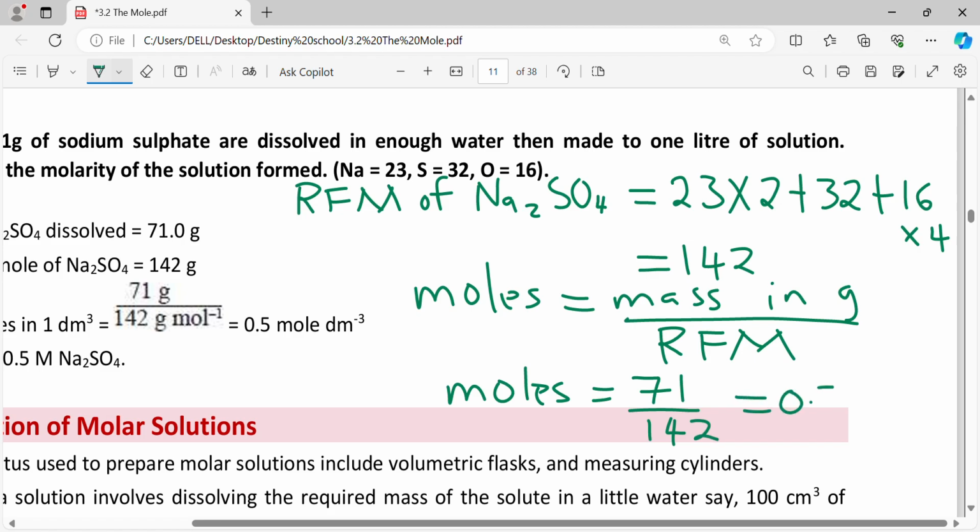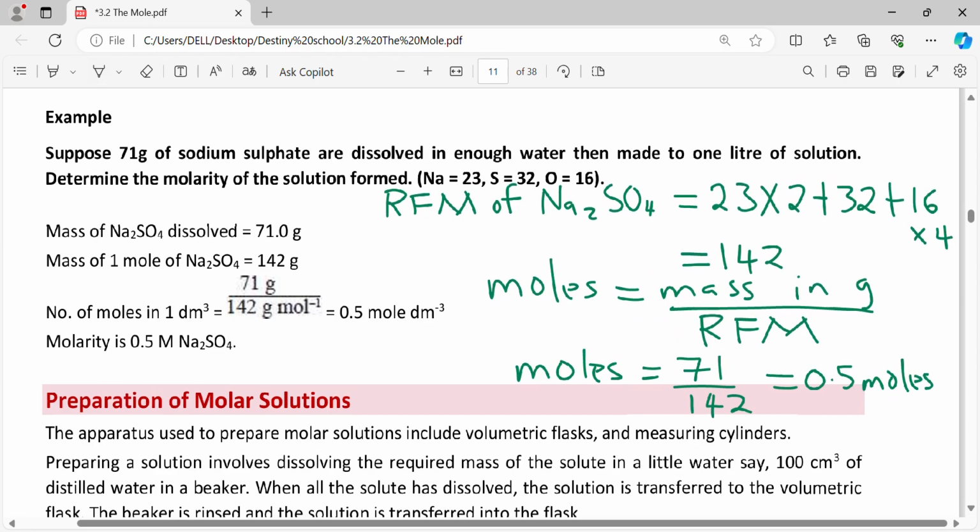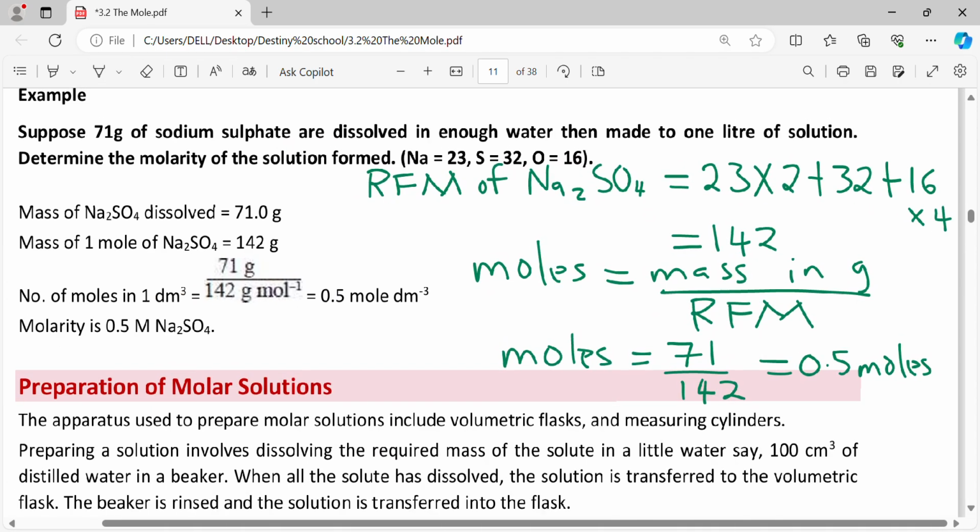Okay, so moles would be mass in grams, which was 71, over the relative formula mass, which is 142. So you are going to get 0.5 moles. So that is what you get.